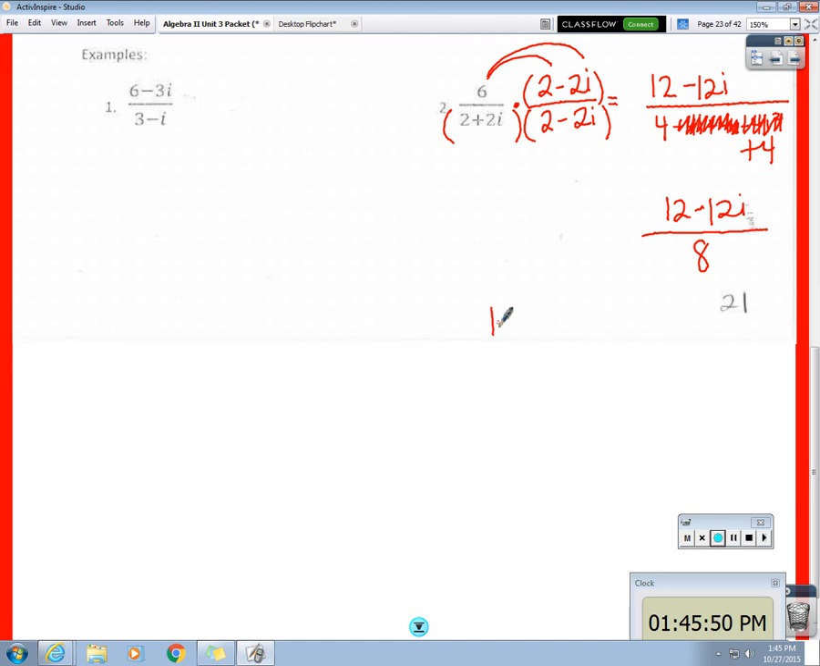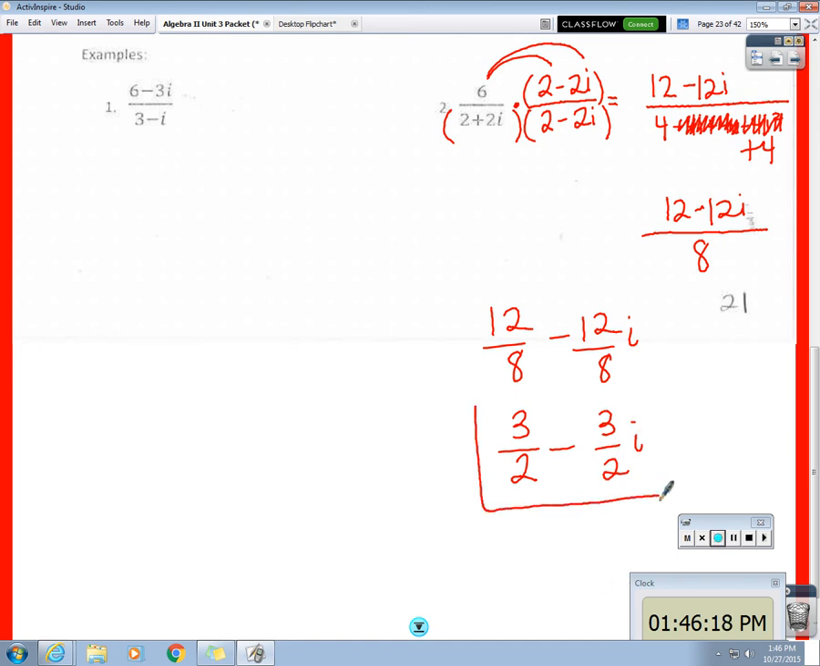So now we have a 12 over 8 minus a 12 over 8i, which is correct, but you would not see that as one of your 4 choices. Why do you think that? You could reduce. What is 12 over 8 reduced to? 3 over 2, and then minus, that's also 12 over 8, so 3 over 2i. So that would be the final answer that you would see as one of the answer choices.